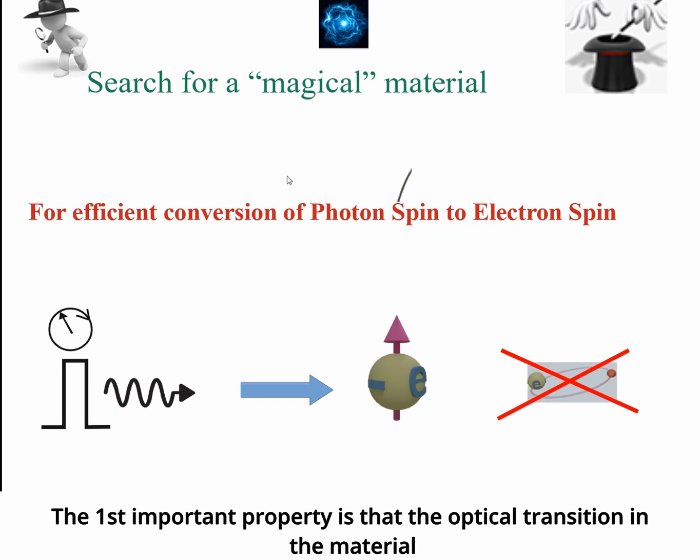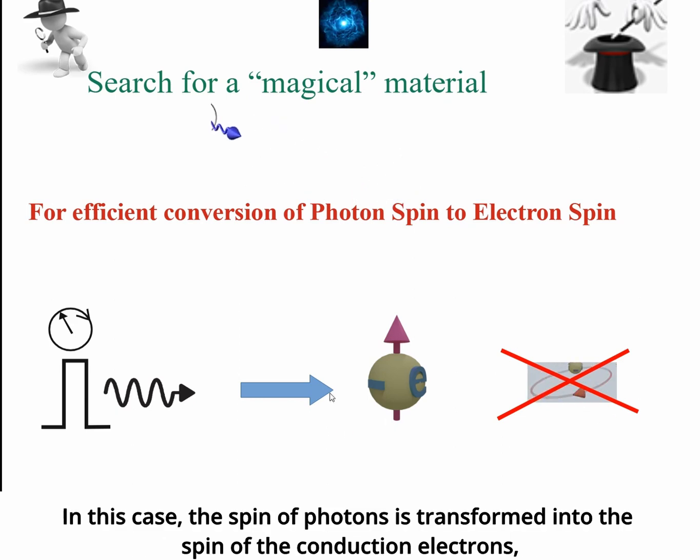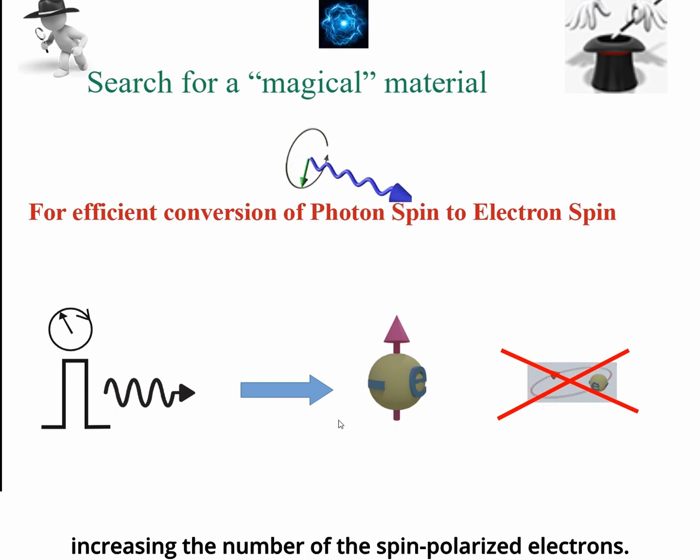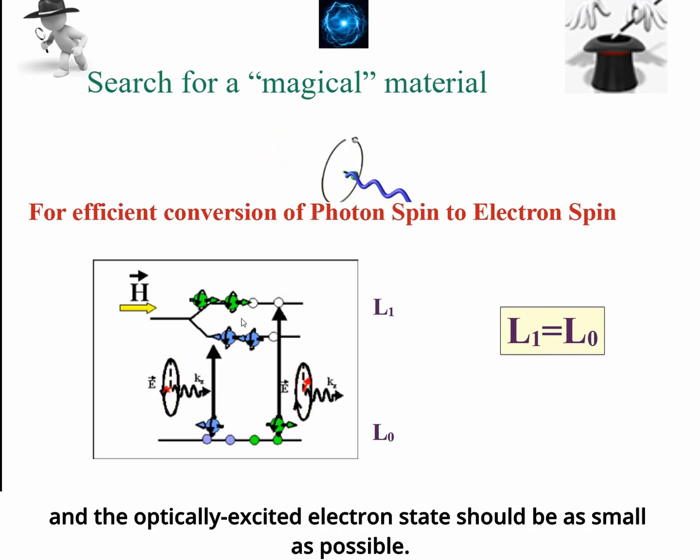The first important property is that the optical transition in the material should not be affected by the orbital moment. In this case, the spin of the photon is transformed into the spin of the conduction electrons, increasing the number of spin-polarized electrons. It means that the difference between the orbital moments of the ground electron state and the optically excited electron state should be as small as possible.